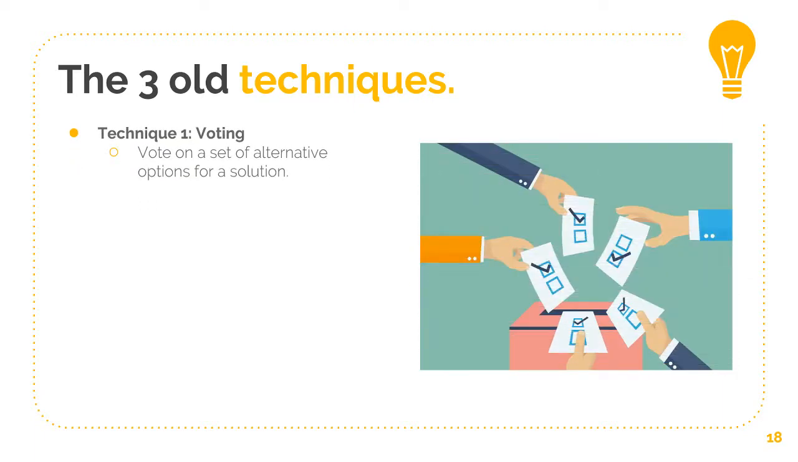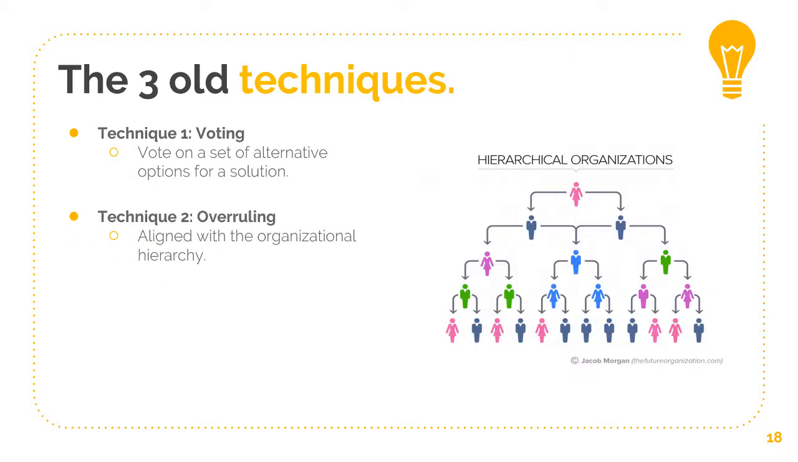Technique 1. Voting. This technique is simply to ask all stakeholders involved with the requirements or the conflict itself to vote on a set of alternative options for a solution. The solution with the most votes is accepted as the resolution of the conflict. Technique 2. Overruling. This technique is aligned with the organizational hierarchy. The more senior stakeholders' requirements or proposed solution is the one that will be taken forward as the resolution.